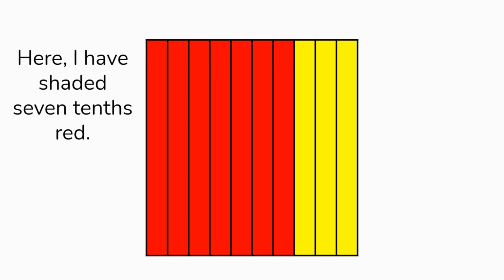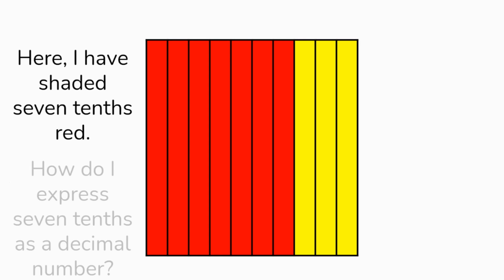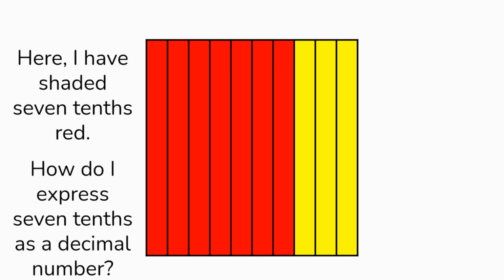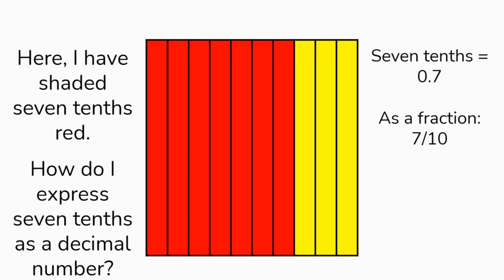Here, I've shaded 7/10 red. So how would you write 7/10 as a decimal number? Like that. 0 in the ones place, because this is less than 1. If the whole thing was shaded, that would be equal to 1. But here we only have 7 out of the 10. So 7/10, and that's also how you would write it as a fraction.